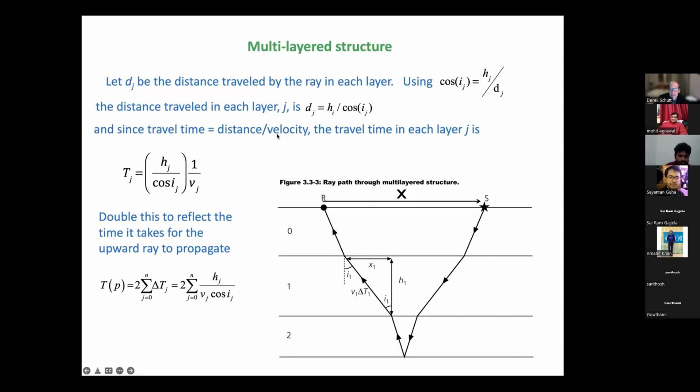And since travel time is distance over velocity, the travel time in each layer j is just h sub j over cosine i sub j times 1 over v sub j. We can double this to reflect the time it takes for the upward ray to propagate. So the total travel time of a ray is going to be 2 times the sum of h sub j over v sub j cosine i sub j for j equals 0 to n. Again, n is the bottom layer where the reflection occurs.